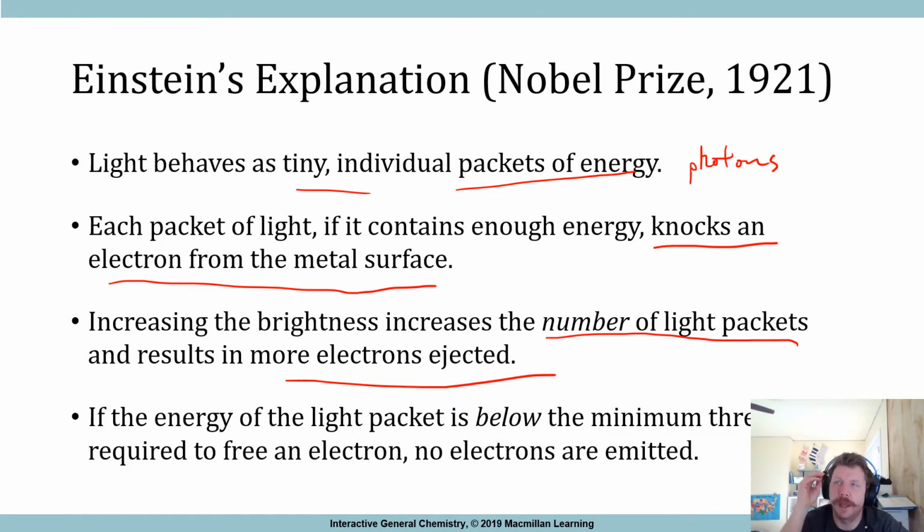So if you have a light that's very intense, like I've got one next to my desk and it's particularly bright, compared to a dim light like this, the dim light is not going to produce a high amount of energy, and so if it displaces any electrons, it's going to be a small number compared to a very bright light, which is going to eject a large number. The wavelength of those beams of light is identical. If the energy of the light packet is below the minimum threshold required to free an electron, no electrons are emitted. So low energy is not going to cause any electrons to be ejected.